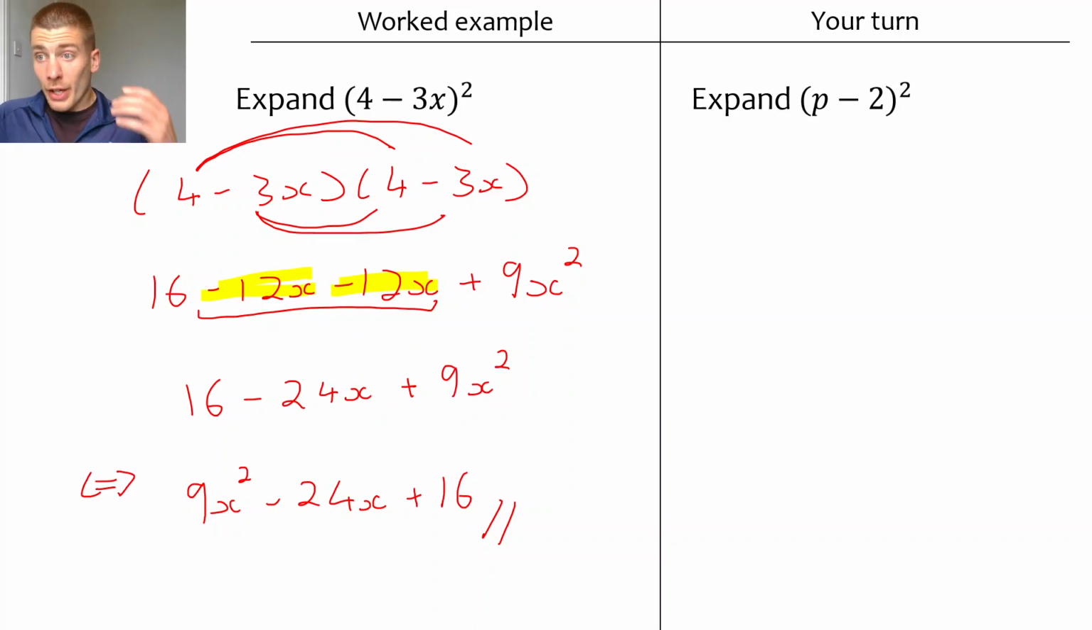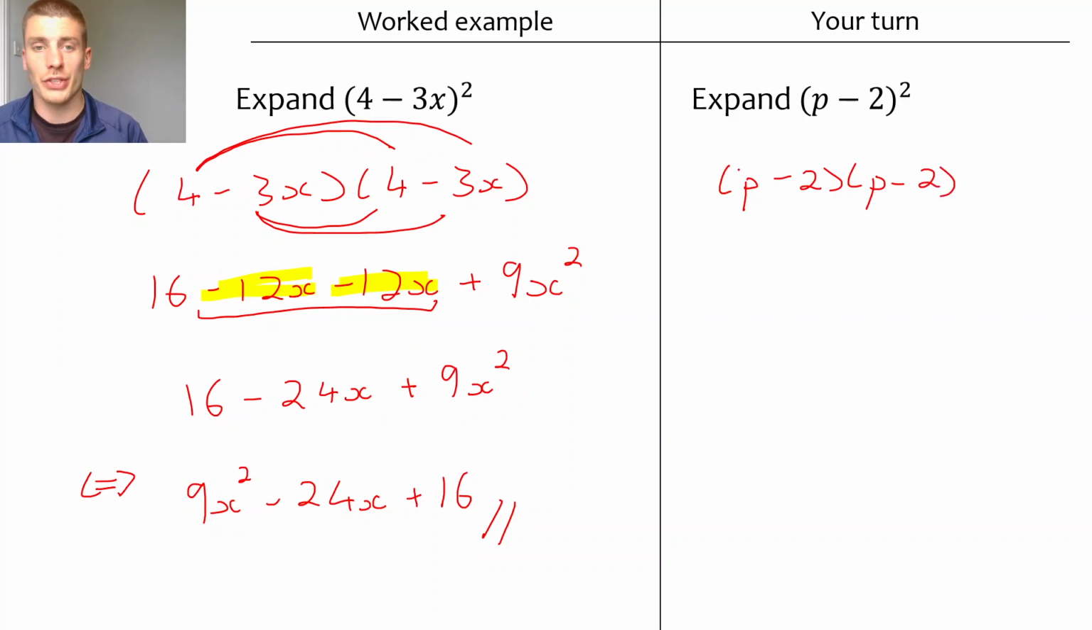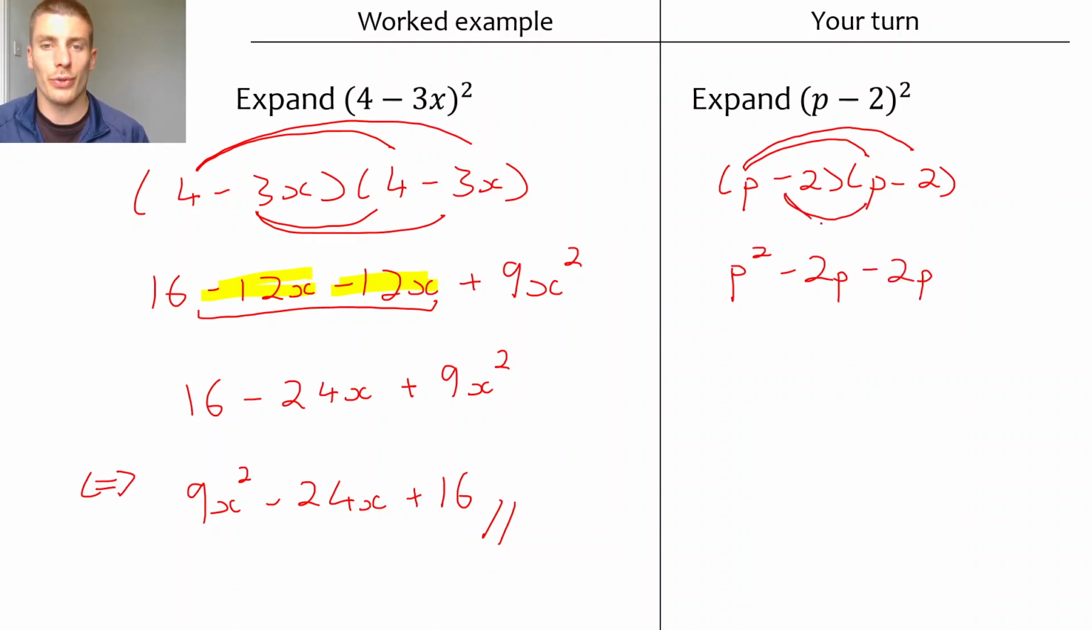Okay, so you can now pause the video and you can try this one, and I'll go through this one now. Again, expand this bracket. We just need to recognize that (p minus 2) squared means p minus 2, timesing it by p minus 2. And this one's a little bit easier because the coefficient here in front of p is just 1. So p times p gives you p squared. p times negative 2 is minus 2p. Negative 2 times p is minus 2p again. And negative 2 times negative 2 gives you plus 4.